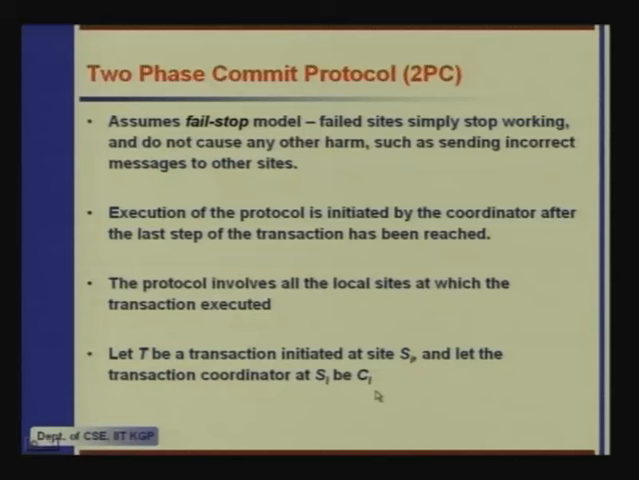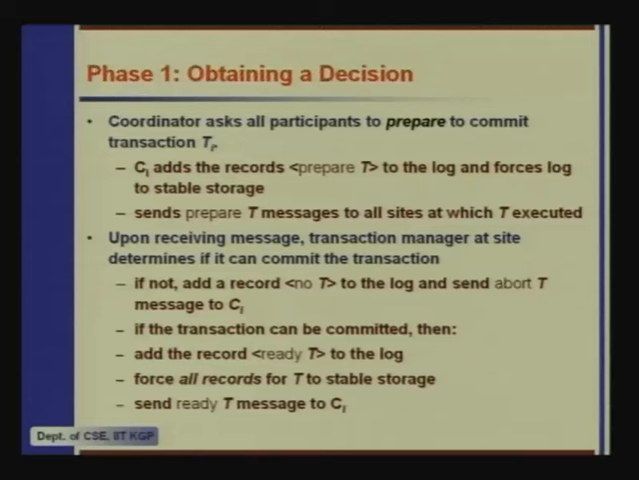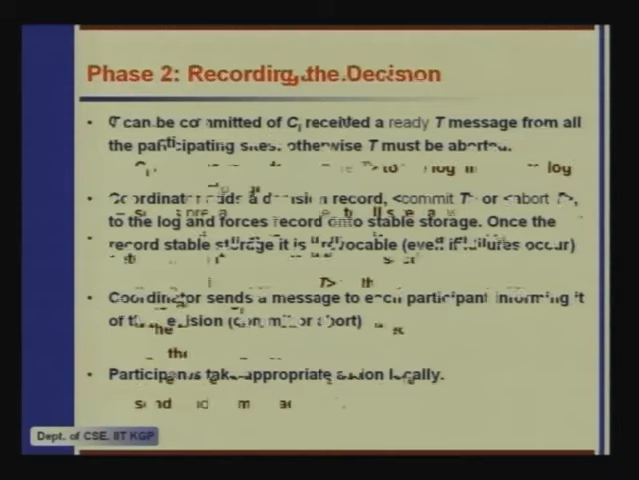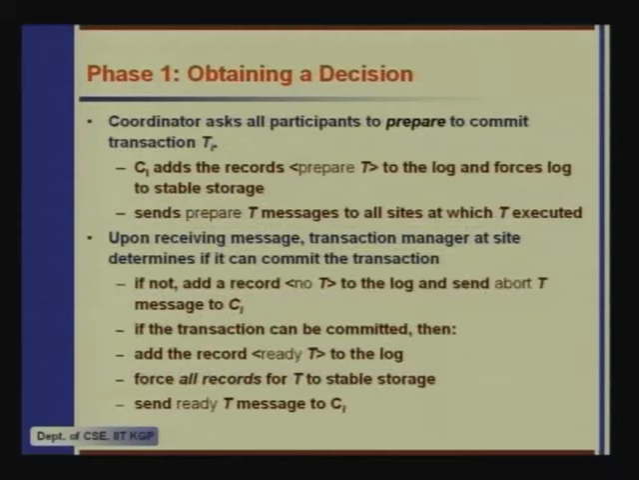Okay. Now, let us look at the two phase commit protocol. So, just as the name suggests, there are two phases in this protocol. Phase 1 is to obtain a decision, and then we will see phase 2 where the decision will be recorded. Okay. So, these are two phases. Let us look at phase 1. In phase 1, the coordinator of the transaction asks all participants to prepare to commit transaction TI.